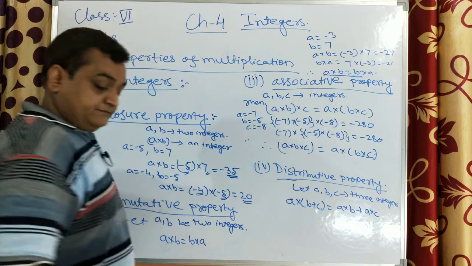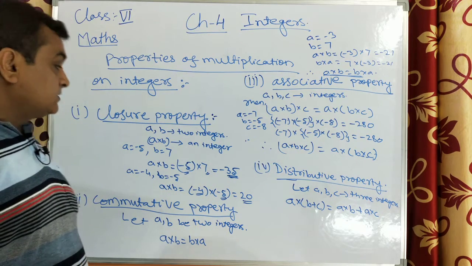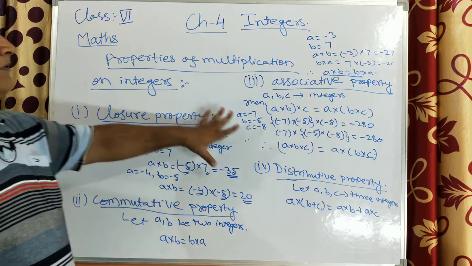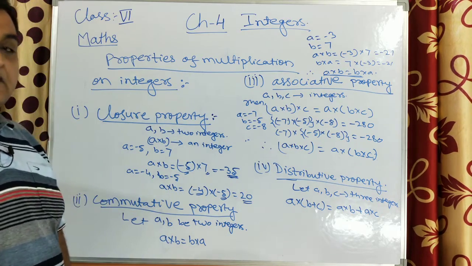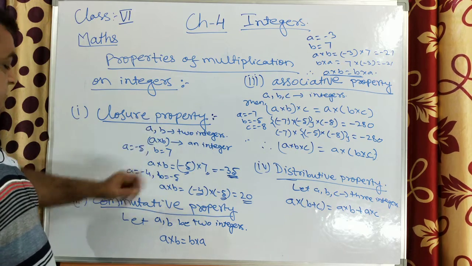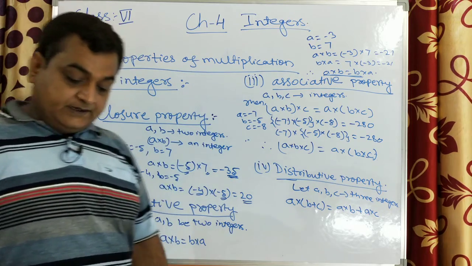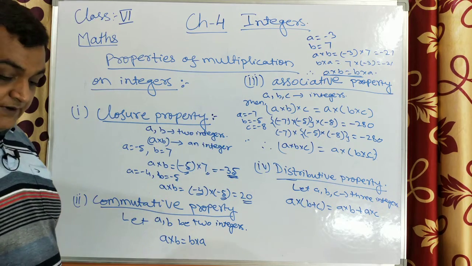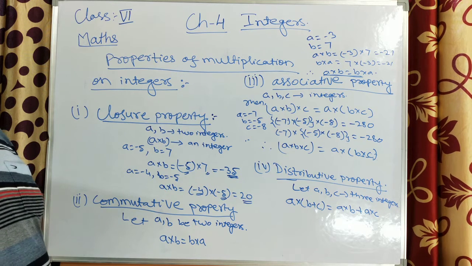Okay, so based on these properties of integers, you can solve the exercise by using the closure property, commutative property, associative property and distributive property. Okay, so try to complete the exercise.